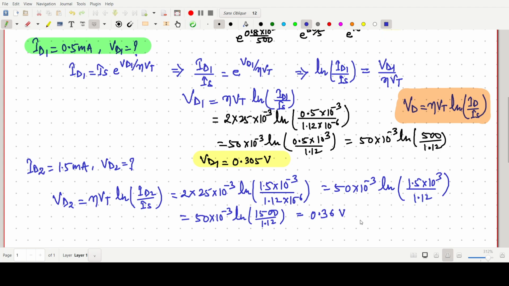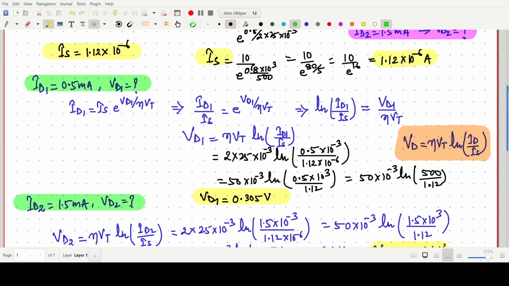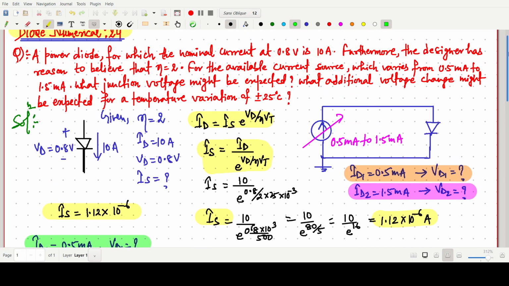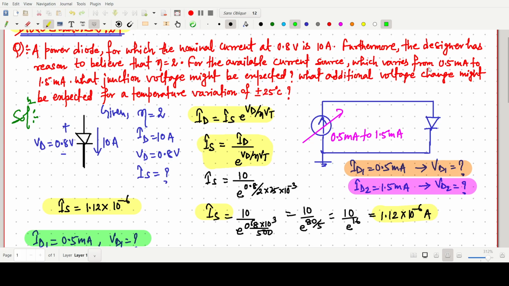So VD2 value is 0.36 volt. So this is the answer for this ID2, what they have asked. These two are observed for current which varies from 0.5 milliampere to 1.5. So what should be the junction voltages, VD1, VD2? We have already found them. Then what they are asking next, I'm highlighting this one.